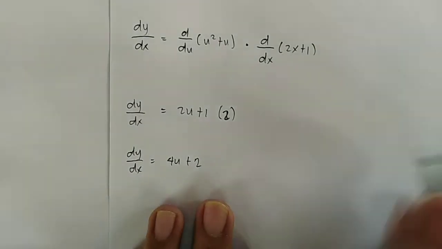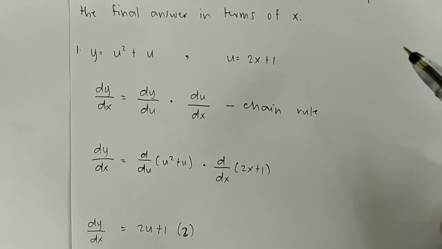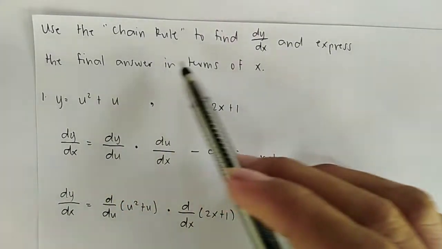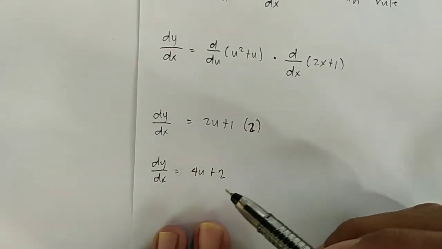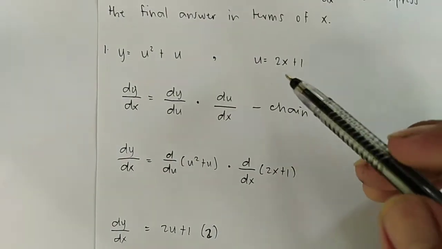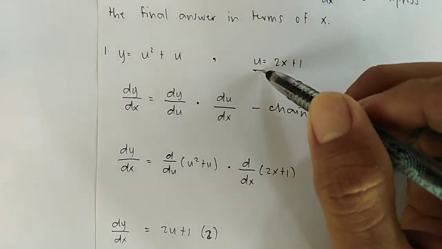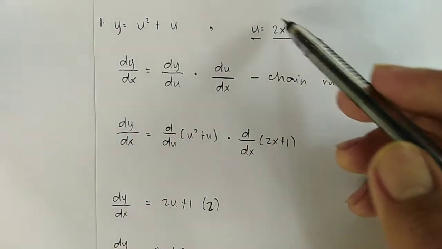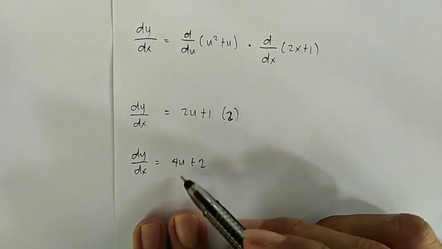Kung matatandaan natin, babalikan natin yung given condition, we have to express the final answer in terms of x. Para ma-express natin to in terms of x, babalikan natin yung given expression or yung given function, which is u is equal to 2x plus 1. Kung gagamitin natin yung value ni u, function u na which is equal to 2x plus 1, i-substitute lang natin yung 2x plus 1 dito sa final answer natin para ma-express natin to in terms of x.